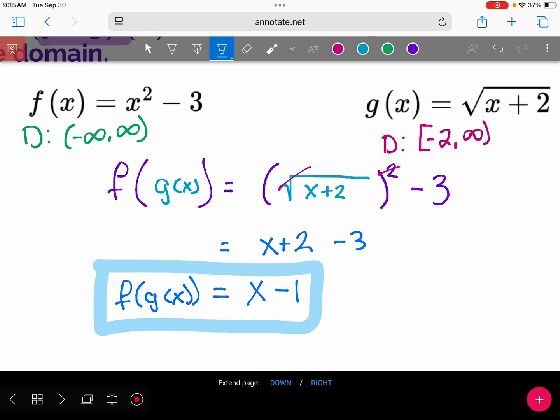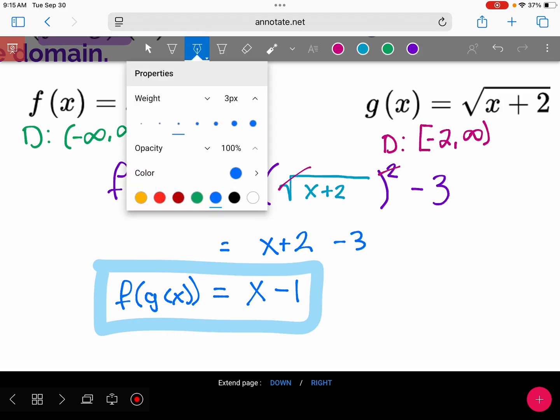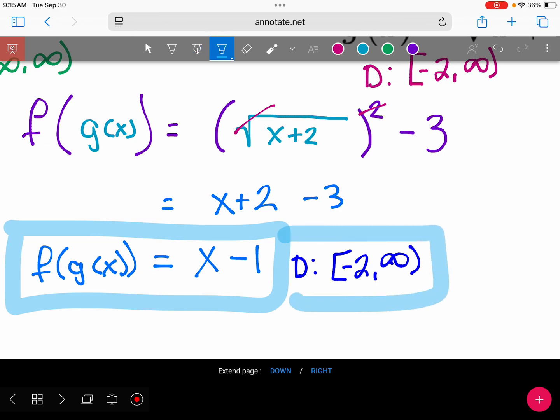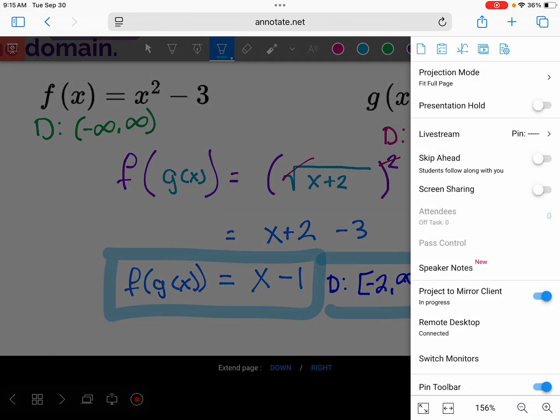Does this one go all the way out to negative infinity? Negative 2 to infinity. So it's where they overlap. They both have to be true. So this is going to have the domain of negative 2 to infinity. And we're going to practice another one of these because they're weird.